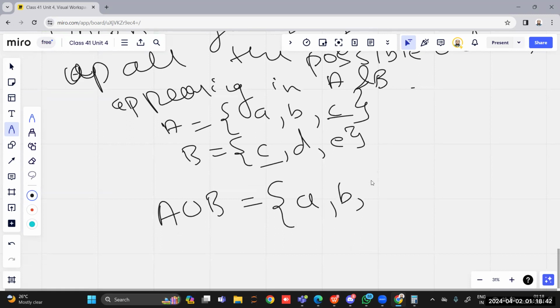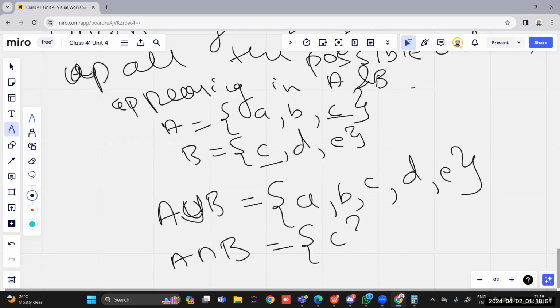C is repeating two times, but I'll write it uniquely because sets are unique, events are unique, the observations are not repeated. Yes or no? And what will be A intersection B? It will be only C. Got that? How to calculate the union of A and B and A intersection B?